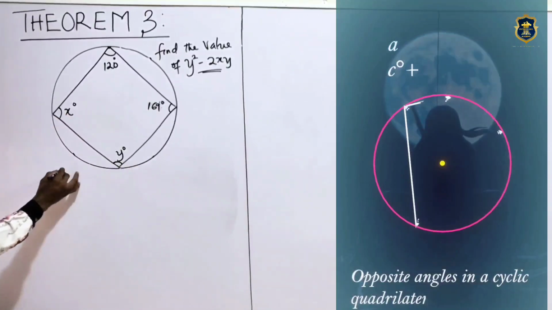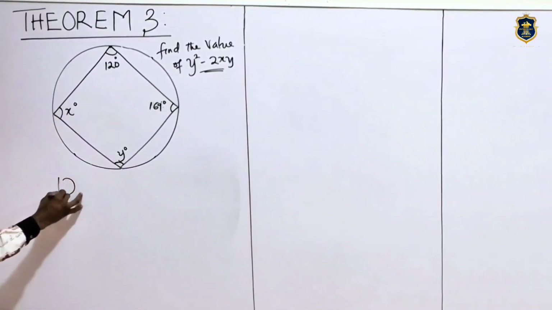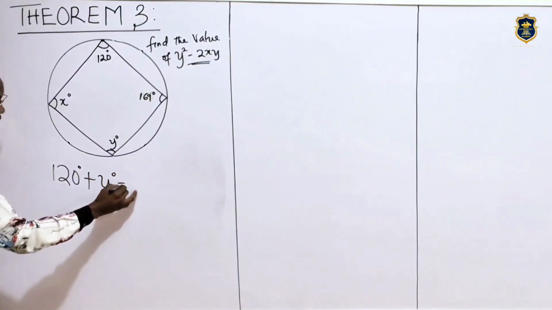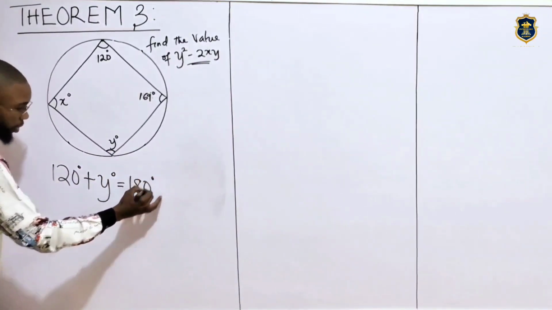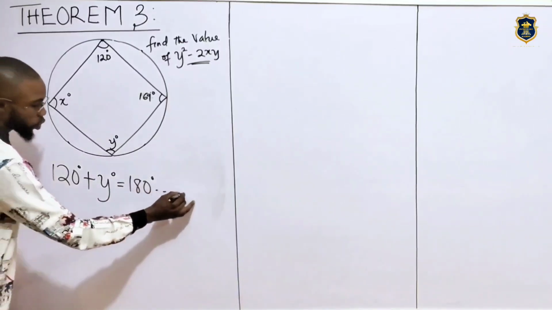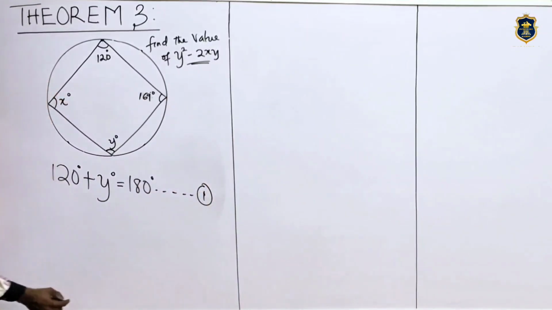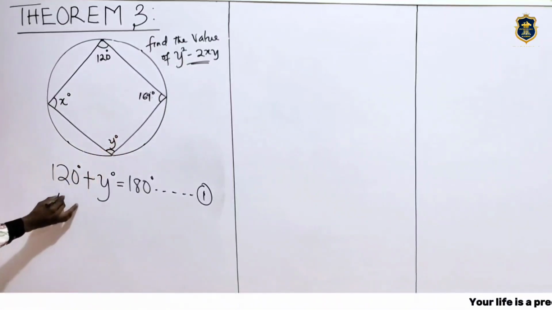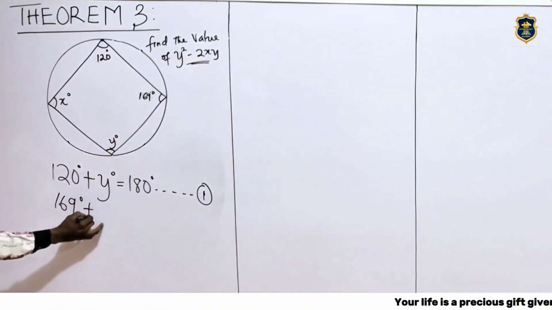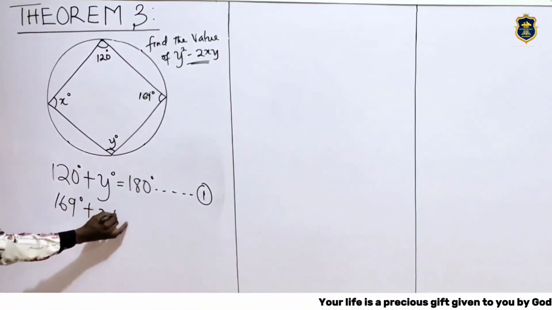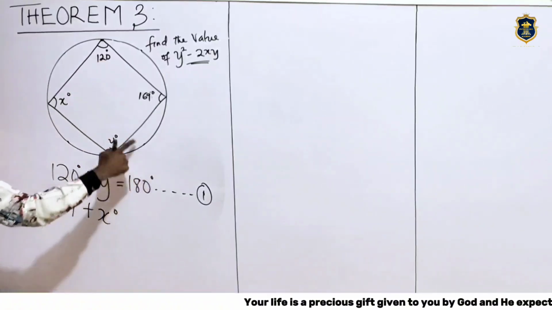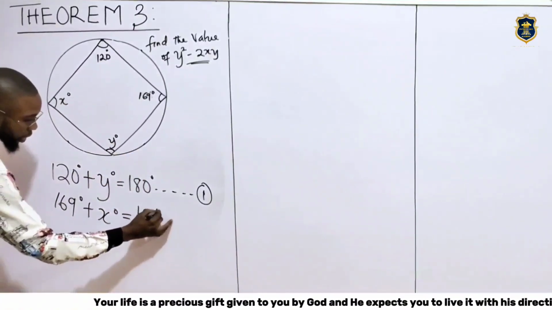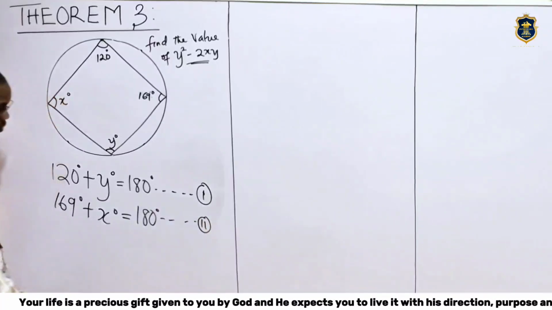It's going to be 120 degrees plus y degrees is equal to 180 degrees. This is equation 1. Let's just call this equation 1. Also, 169 degrees plus x degrees. This is 120 plus y as the first, and 169 plus x is equal to 180. Let's call this number 2.